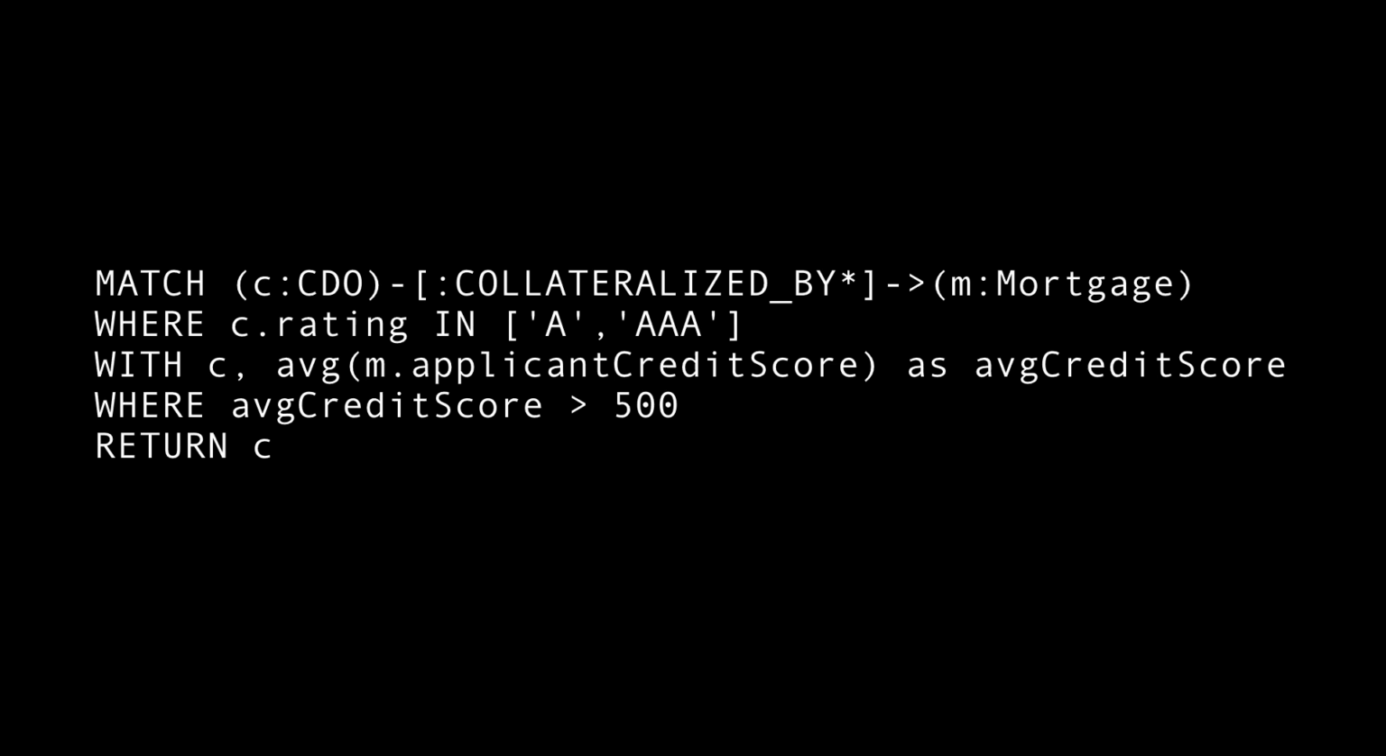And I think it would be so interesting to be able to pull this data back and look at how many of these CDOs that were rated very favorably were actually tied to really poor underlying assets.